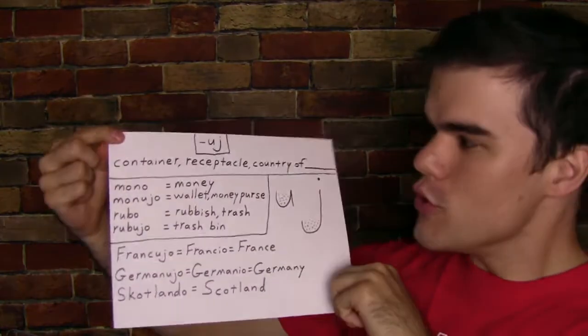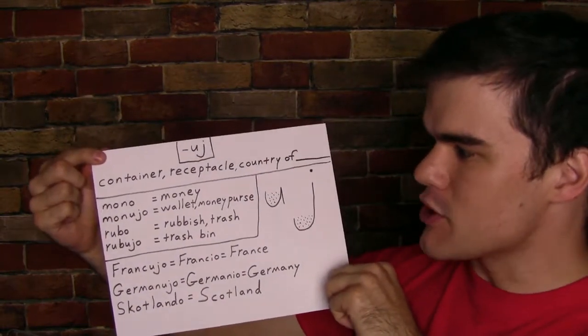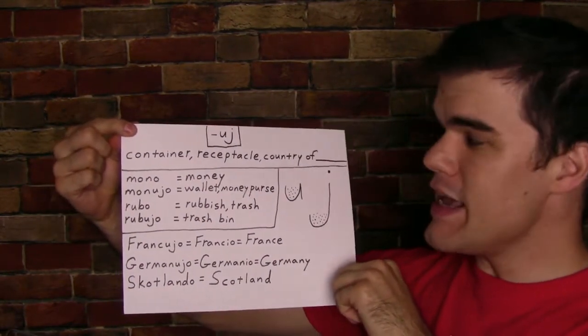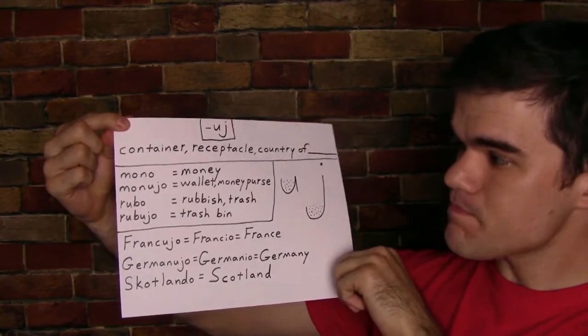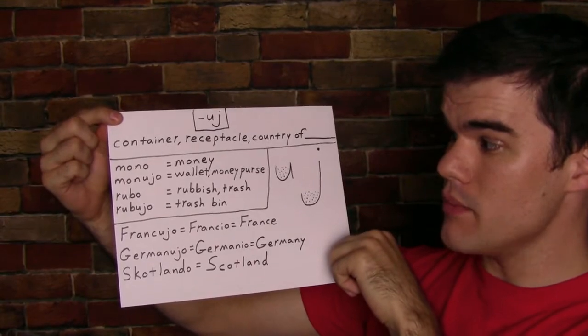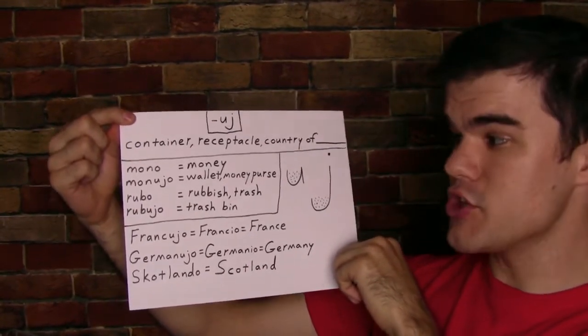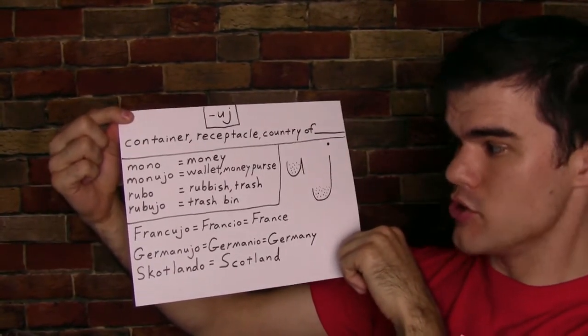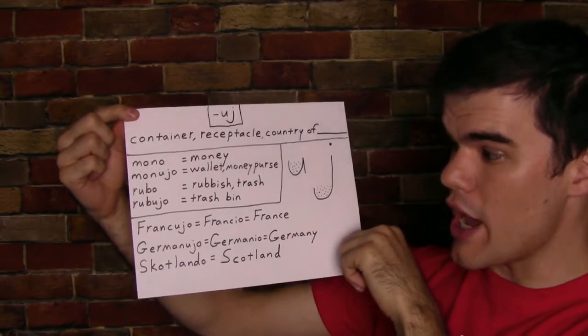Uyo is our next one. Uyo means a container, a receptacle for something, or, in some cases, a country of something. Mono is money, so monuyo would be a money purse or a wallet for that money to go into. Rubo is rubbish or trash, so rubuyo is a trash bin.